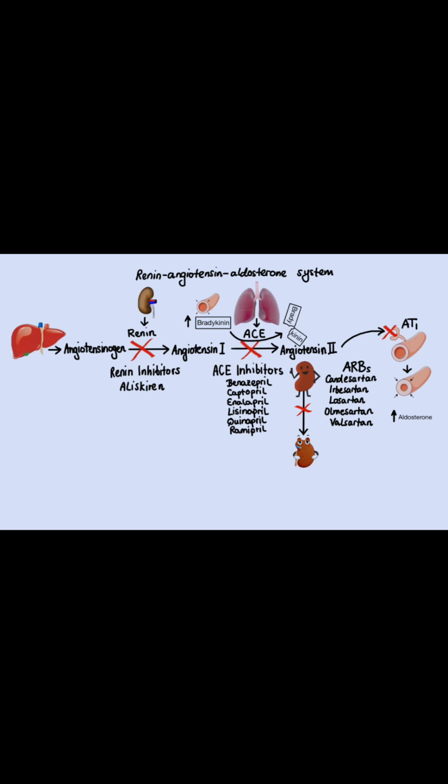Now, when it comes to side effects, because these agents suppress aldosterone release, their use can contribute to development of hyperkalemia. Furthermore, ACE inhibitors in particular may cause dry cough or, in rare cases, angioedema, which can be life-threatening. This is thought to be due to increased levels of bradykinin and substance P.